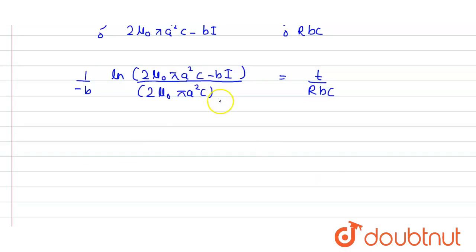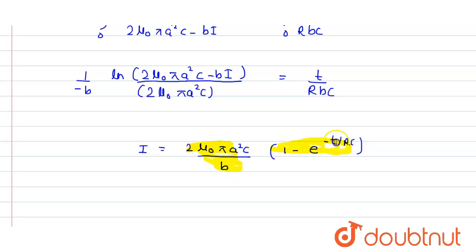Now finally if we just solve this, then our I value would turn out to be 2 mu naught pi A squared C divided by B times 1 minus e to the power minus t divided by RC. This would be the final expression for our current. Hope you understood the solution.